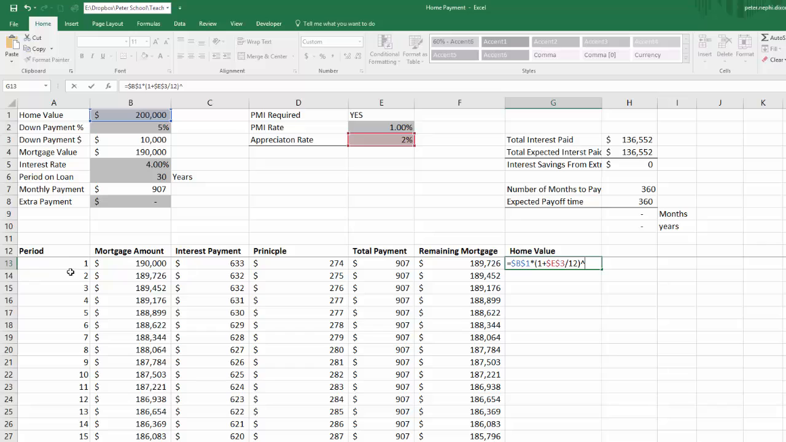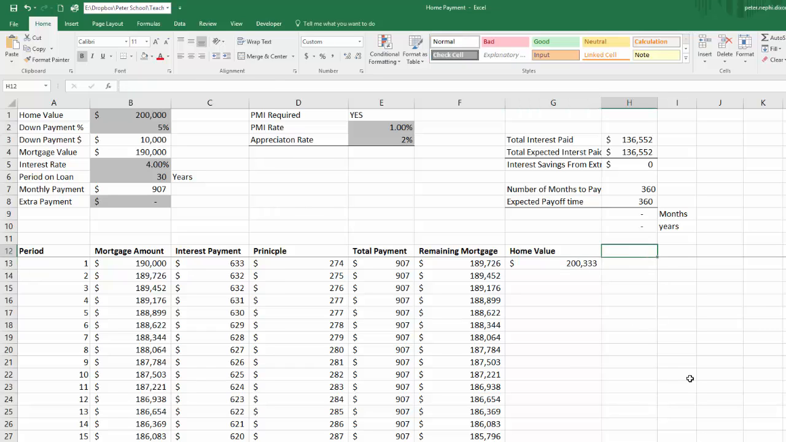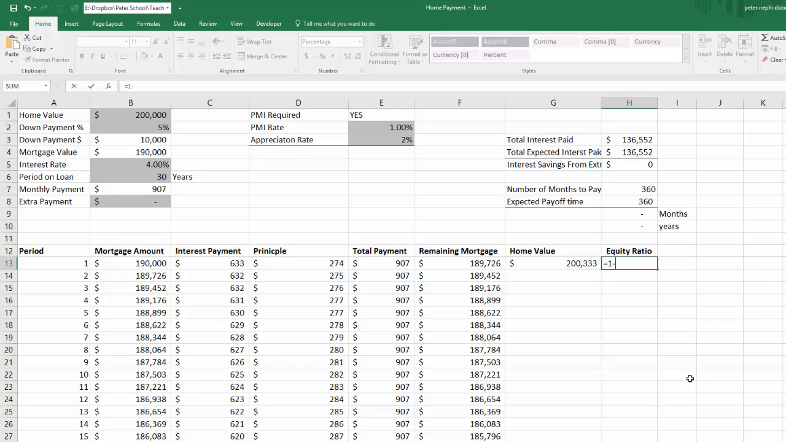And then we're just going to raise that to the number of periods, and that will compound our appreciation for as many periods as we're doing it. So our home value at the end of our first month is likely $300 more than what we paid for it. So then we need to calculate our equity ratio. Now our equity ratio is simply going to equal 1 minus the mortgage amount divided by our home value.